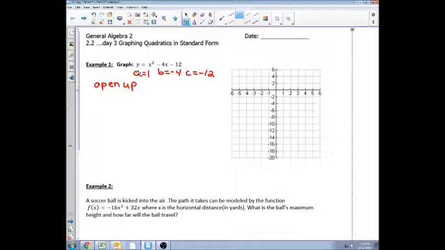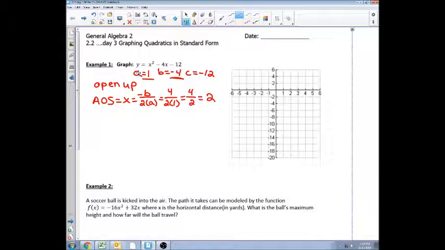Okay? Step 3 is to find the axis of symmetry. In order to find the axis of symmetry, we need to find our x value for our vertex. So my axis of symmetry, if you remember, is x equals the opposite of b over 2 times a. Well, the opposite of my b value is -4, so its opposite would be +4 over 2 times my a value is 1. So it would be 4 over 2, which is 2. So my x value in my vertex will be 2.